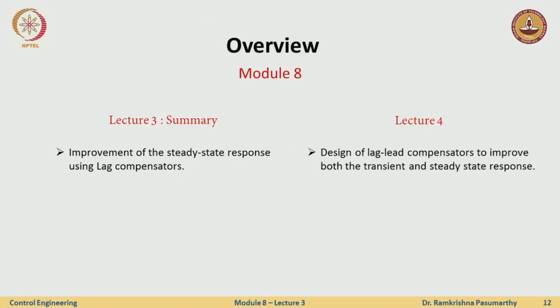So we have seen how lag compensators help improve the steady state response in terms of the steady state error. In the next lecture, we will see, given a system where neither the transient specifications nor the steady state performance requirements are met, how we will compensate the system, where we would need a combination of both the lead and the lag compensator, and we will see how to go about the design procedure in that case.